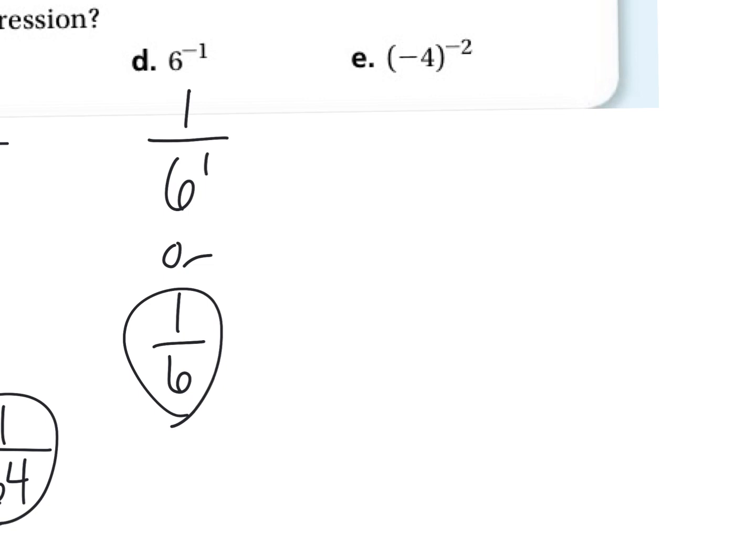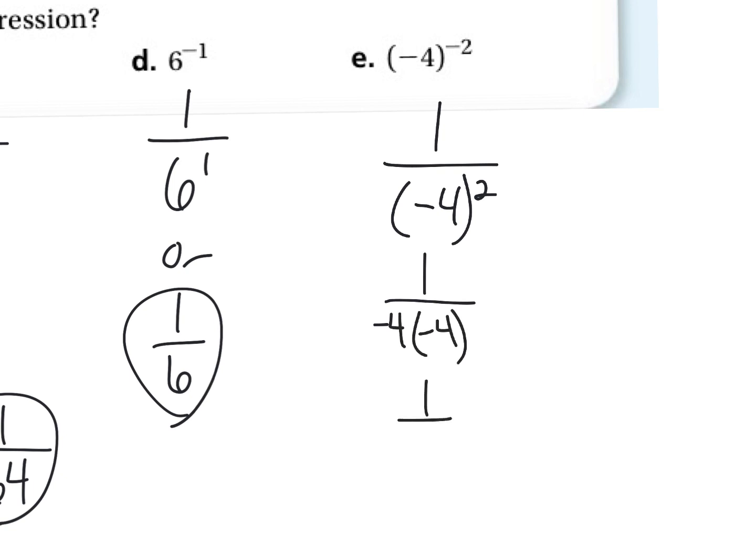In part E, that would be 1 over negative 4 to the second power. And that would mean negative 4 times negative 4, which is a positive 16. So that would be 1/16.